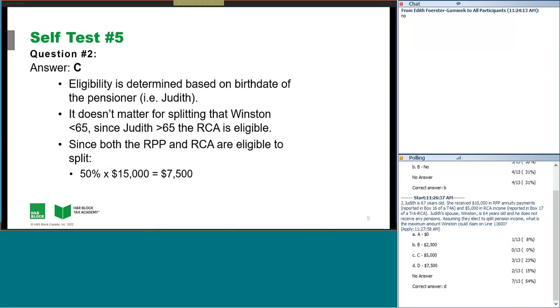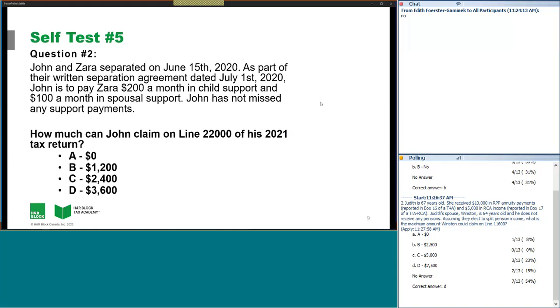If you're not sure on that, this is one I had to look up. So I did not have the answer off the top of my head because I don't deal with RCA income all the time. That's perfectly fine. I can't do everything on every tax return all the time. I have a lot of information in my head. That's why we have textbooks. So if you look it up, you find out that the RCA is eligible to split, and therefore it's 7,500. Okay. Let's do the next one.